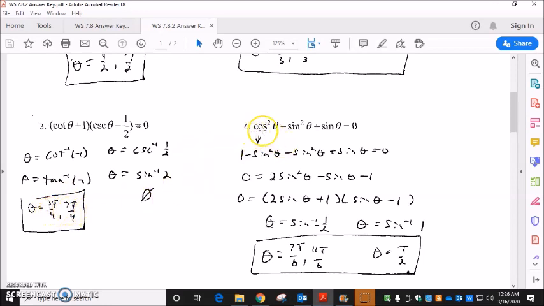Number 4, I've got a cosine squared, a sine squared, and a sine, so I'm going to rewrite everything in terms of sine. I've already got 2 sines. I'm going to rewrite cosine squared as 1 minus sine squared, and now you should be able to solve that quadratic. Combine like terms, that's going to give you a minus 2 sine squared, so then you're going to move everything to the other side. Move everything to the right, and now you have a quadratic that can be factored and then solved.